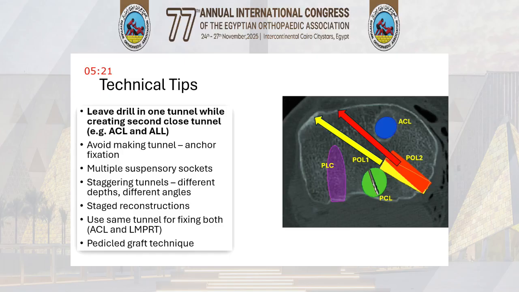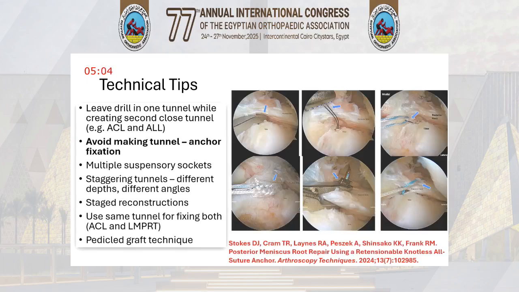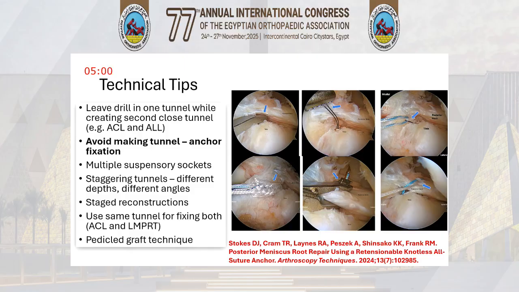First is to leave the drill in situ in one tunnel. If you leave the drill bit in one tunnel and make the other tunnel, when you hit the other tunnel, you will know you are hitting it. The other one is to avoid making the tunnel altogether. If you can use an anchor fixation, it is a better technique, especially in 3 ligament, 4 ligament reconstructions.